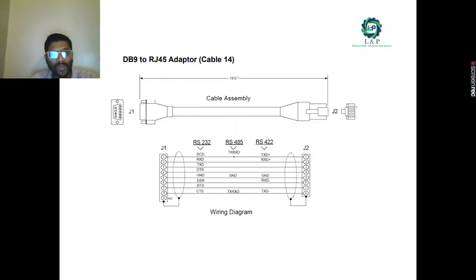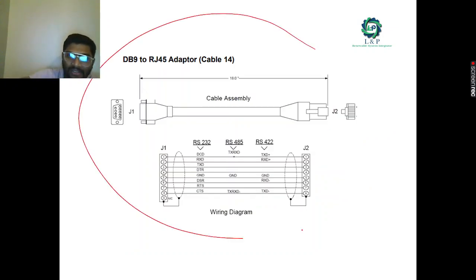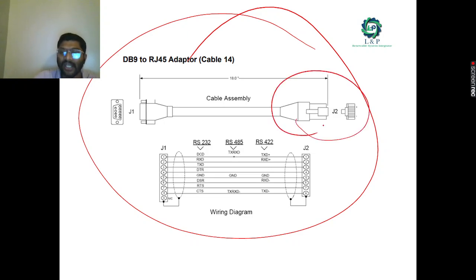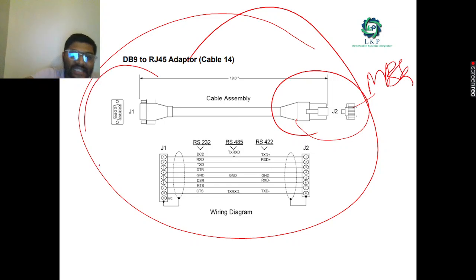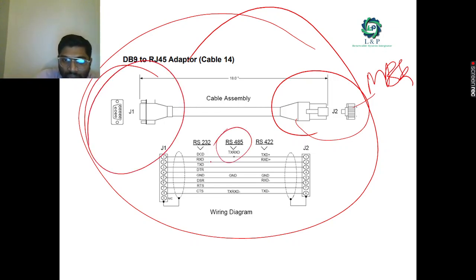You can use DB9 to RJ45 adapters for your communication. This is one side, the side you are going to connect with your MBS4, and this is the side with the J1 jack. If you are going for RS485, you can use 1. And most importantly, for TX minus, you can go with 8.